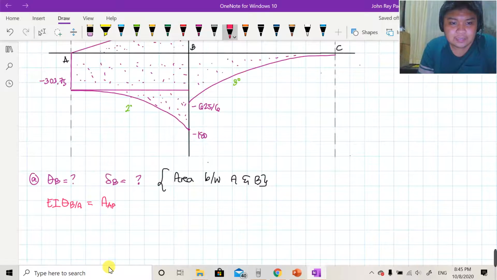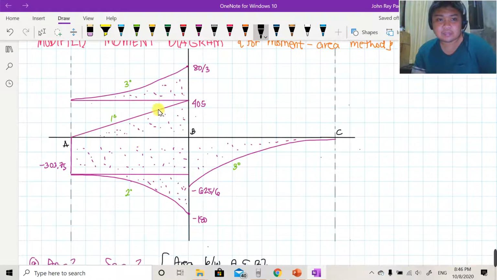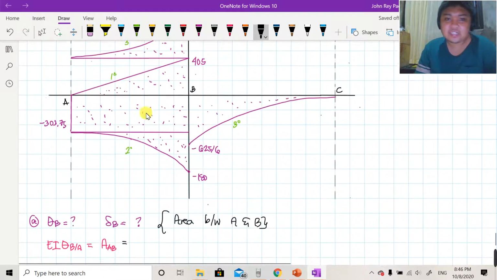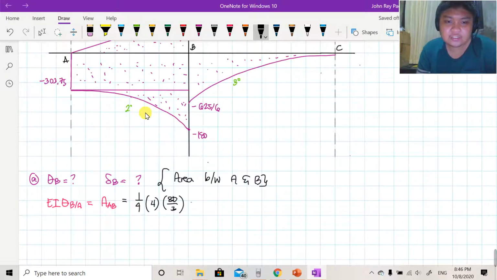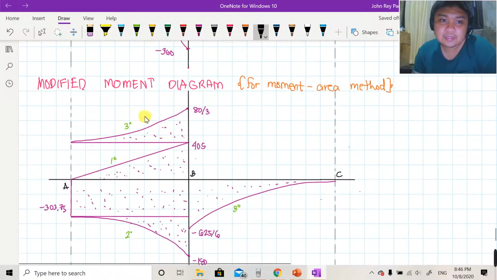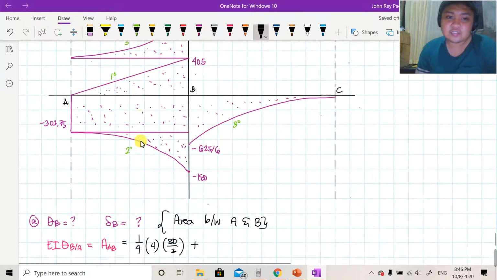Okay? Pero ang gagamitin nga natin ay ang modified moment diagram. So, sige, simulan natin dito. Nandito siya, 80 over 3, no? So, third degree siya. So, 1 over 4. 1/4. Ang base natin ay 4 meter class, no? Tapos, 80 over 3. So, dapat familiar na kayo ng mga formulas ng spandrel, for third degree, 1/4 siya, no?